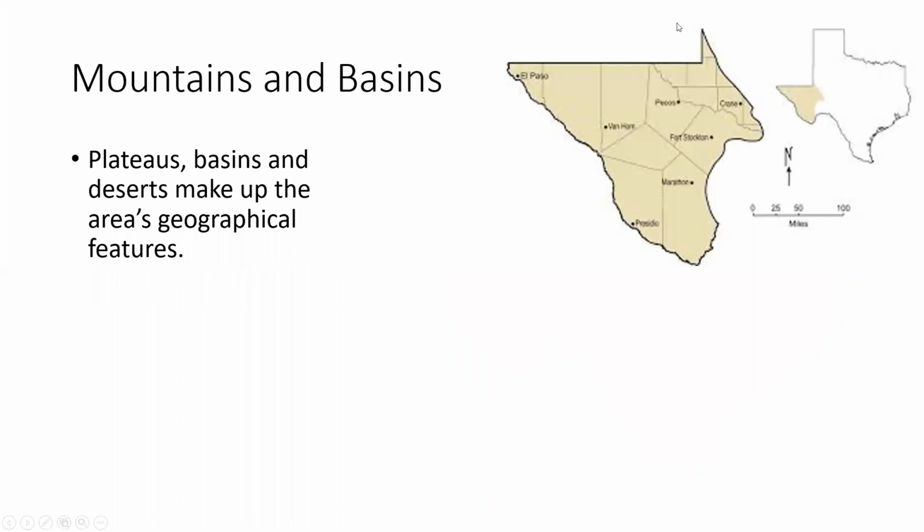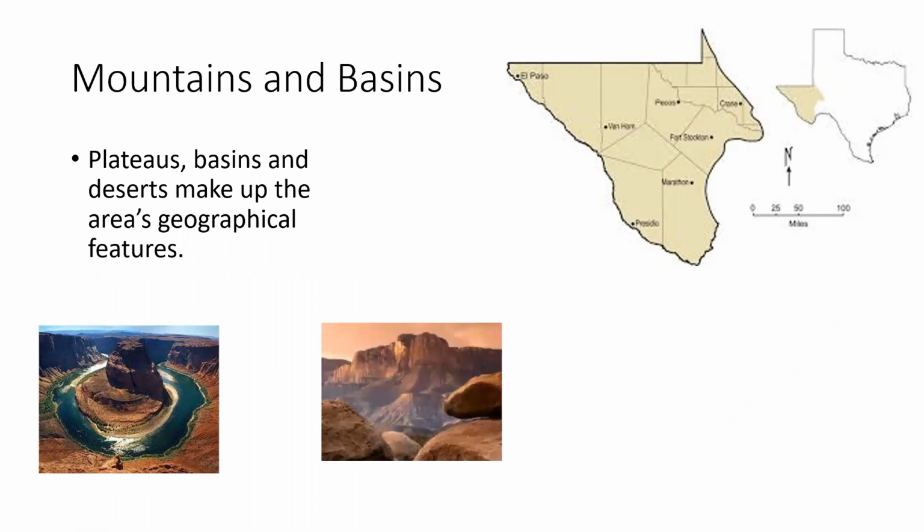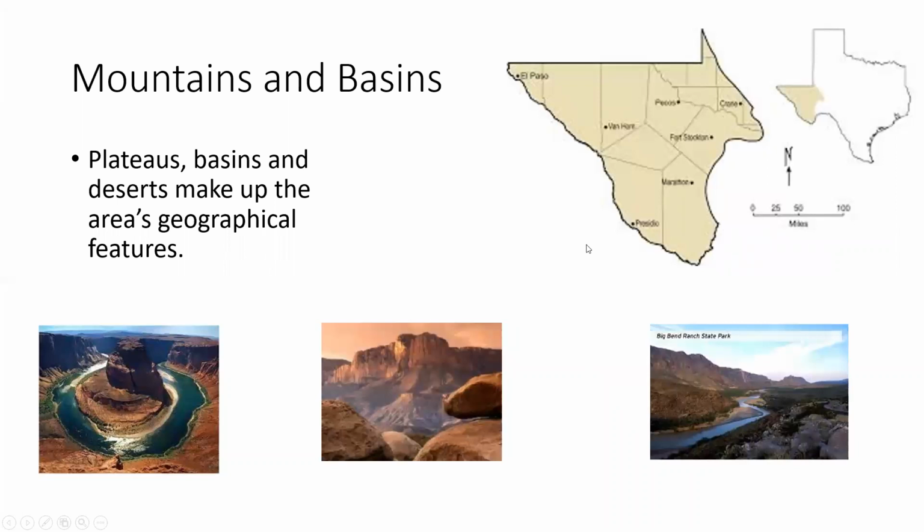So Mountains and Basins is located in the western part of Texas. Here, we're going to see that this area is made up of plateaus, basins, and mostly deserts. One of the major rivers in this area is the Rio Grande on the far west side by New Mexico. Taking a look at some of these pictures, very dry desert makes up the geographical features of this particular area.